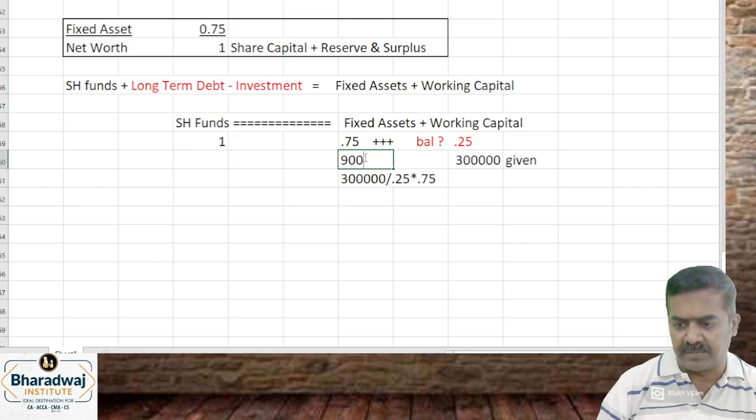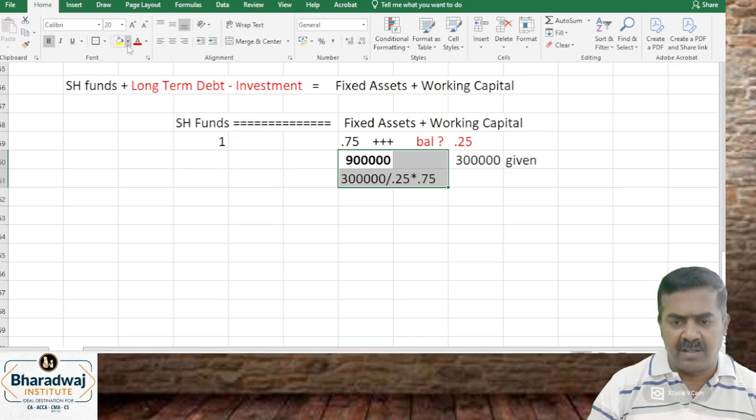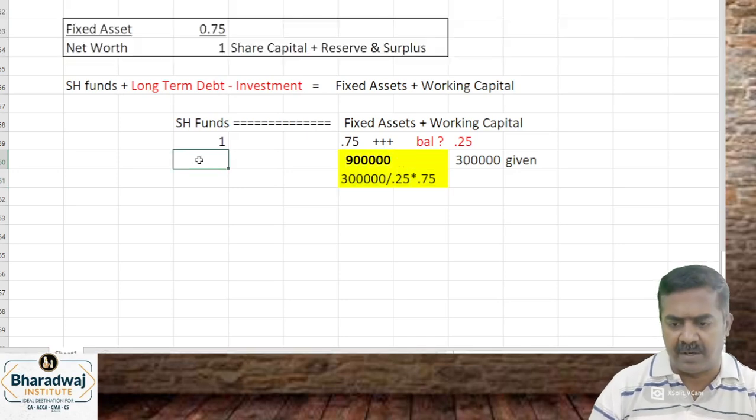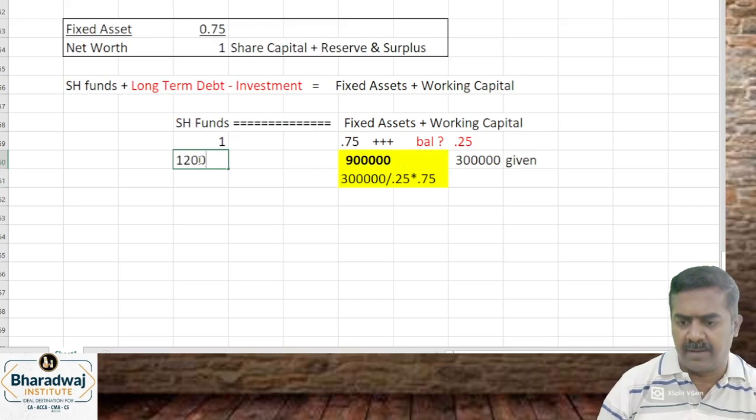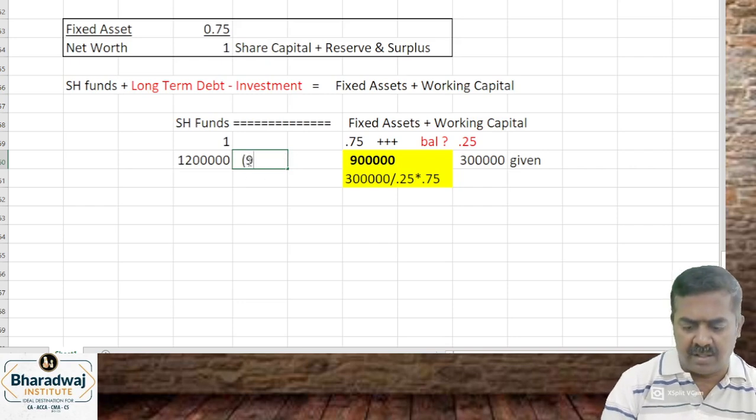9 lakhs. If 3 lakhs is like 0.25, what is 0.75? 9 lakhs. 9 lakhs plus 3 lakhs add panna, shareholders funds will become what? 12 lakhs. Shareholders funds will become 12 lakhs. Nothing but 9 lakhs plus 3 lakhs.